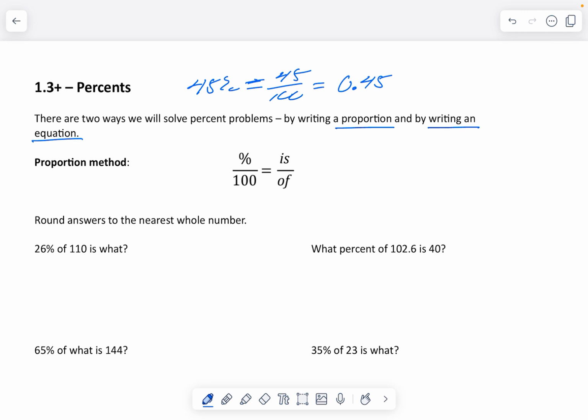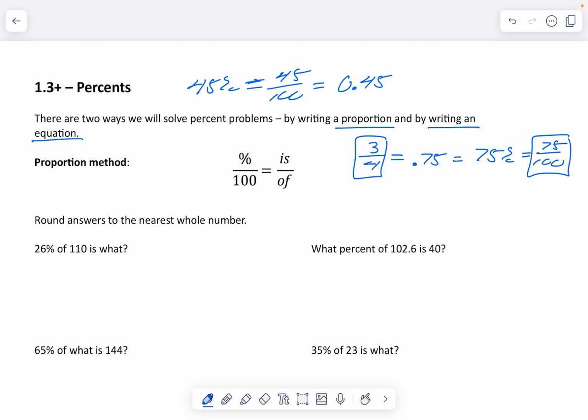Now, proportions are equivalent fractions. So say you got 3 out of 4 on a test. Well, if we divide 3 divided by 4, you get 0.75, which means it's 75% or 75 out of 100. And so notice that this is equivalent to this. And that's how we do our proportion method.